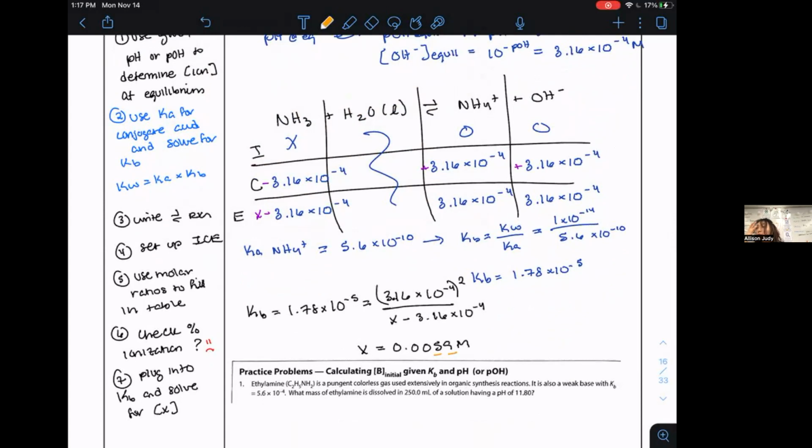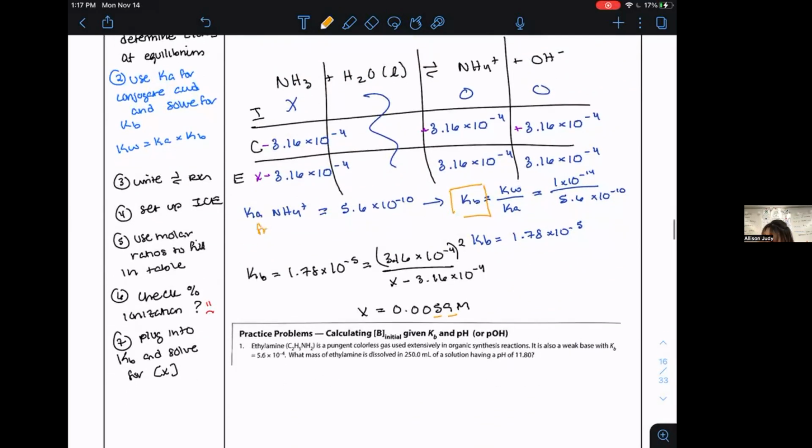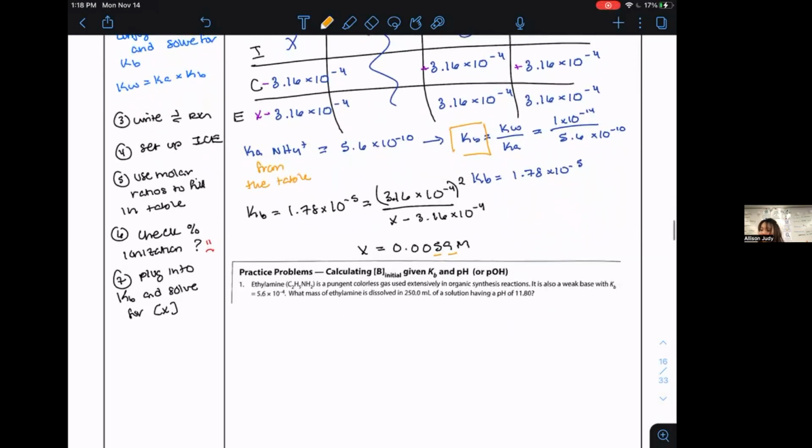It's pretty much the exact same process. The only extra step here is this. This is where you differ in all of your K equilibrium problems. This is what's unique about a base: it often requires you to do one more step. I'll put a little note, this is from the table, but in your math problems, you'd be given a Ka or a Kb in the prompt. They would totally give it to you. Go ahead and try the next one.